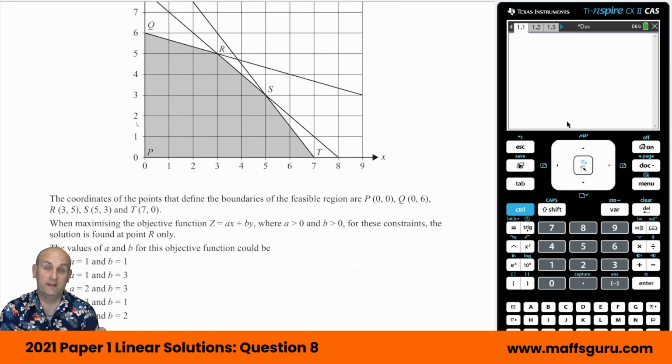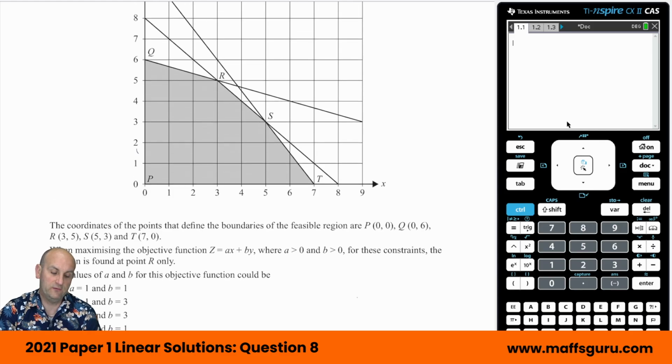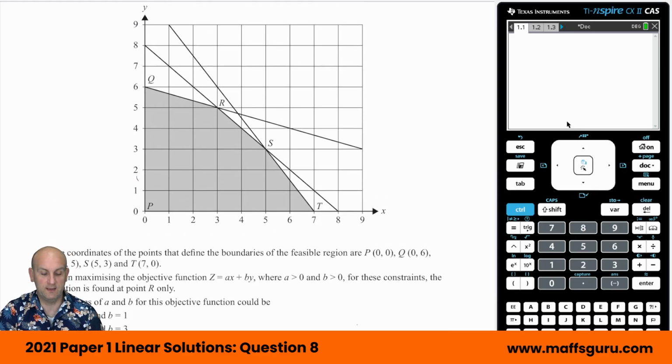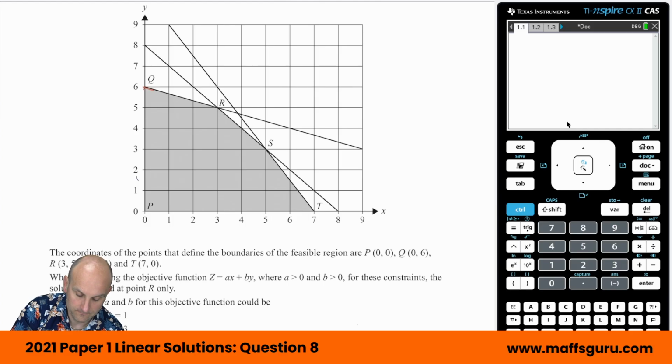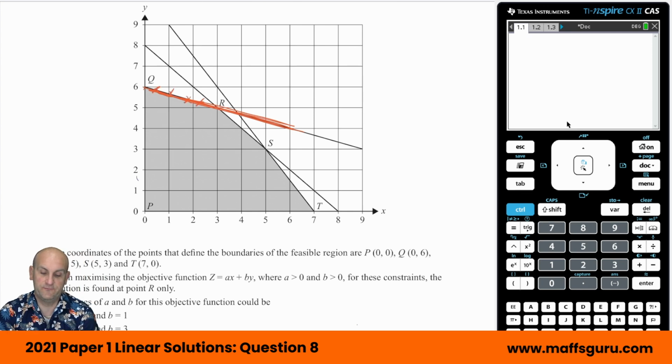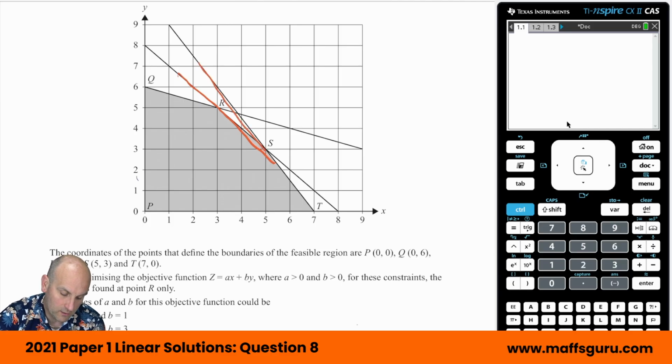The solution is found at point R only. That's important. The values of a and b for this objective function could be, for it to be at R only, it means that my objective function touches that line and only that point. So it cannot have a gradient equal to that line, because if it had a gradient equal to that line, there'd be lots of points along there that would fit my objective function. So that's no good, and it can't be on that line there, or on that line there.